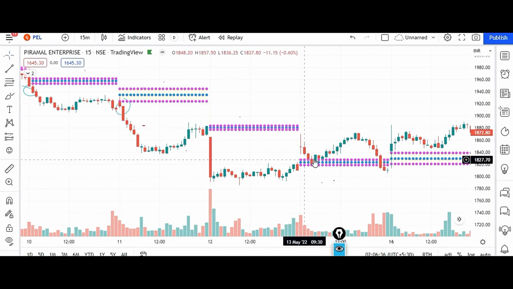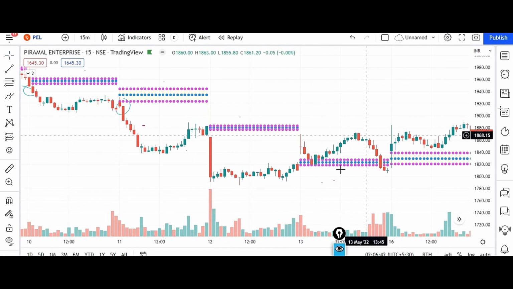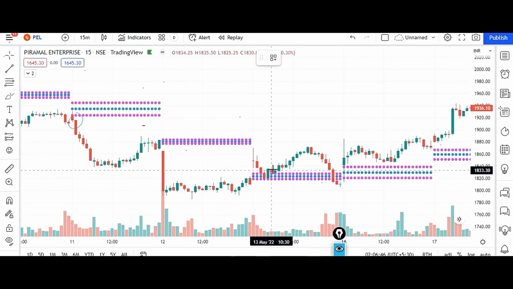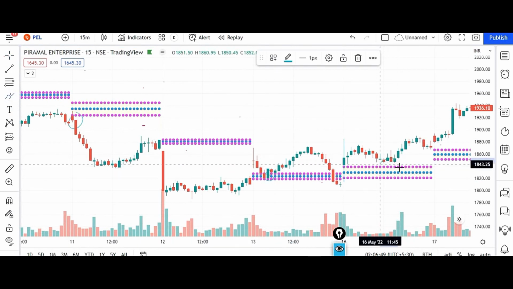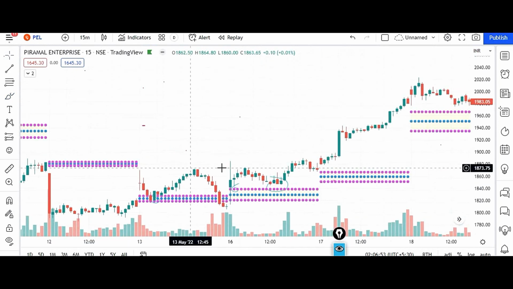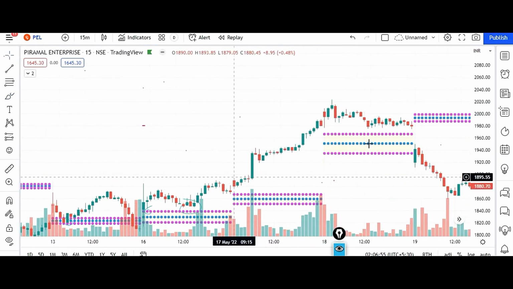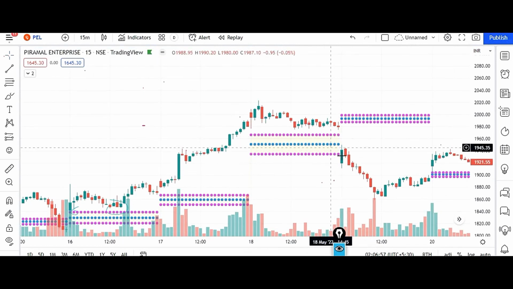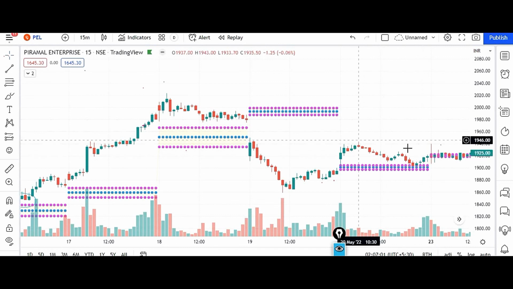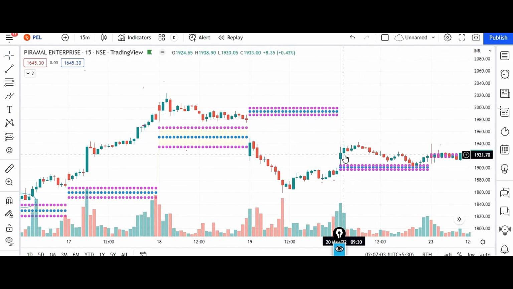Here you can exit. Once the price holds above the CPR, then you can exit your trade. Then you can start. Here you can buy, here you can buy, or else here. And then you can exit here. Then you can start once ascending CPRs start. That's how you have to trade based on the CPR.